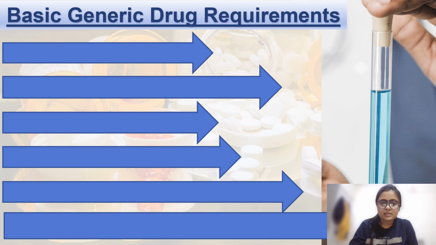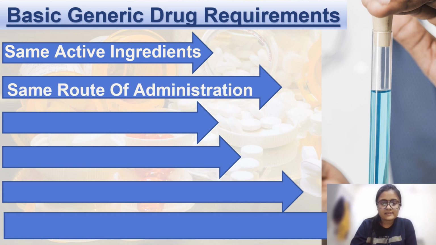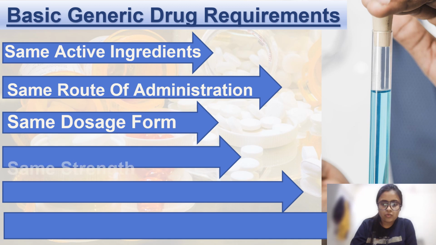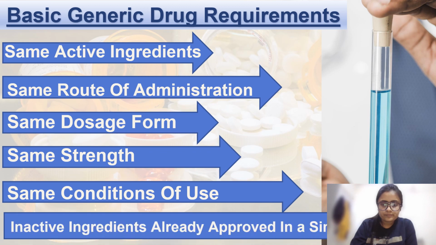So these are some basic generic drug requirements. The very first is same active ingredients. The second one is same route of administration. The third one is same dosage form. The fourth one is same strength. The fifth one is same conditions of use, and the last one is inactive ingredients already approved in a similar NDA.